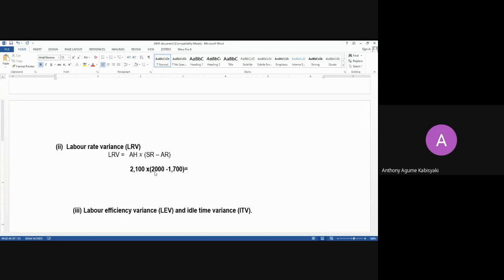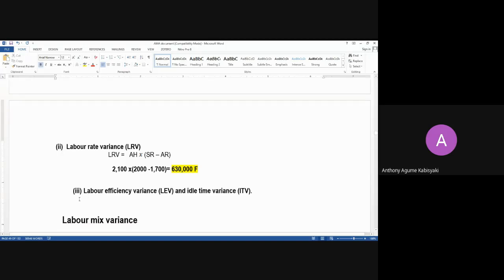So I think this one is also favorable because you paid 1,700 instead of the 2,000 that you had planned to spend. So what is the variance? 630,000, and this is favorable. That is labor rate. Then the next one, labor efficiency.